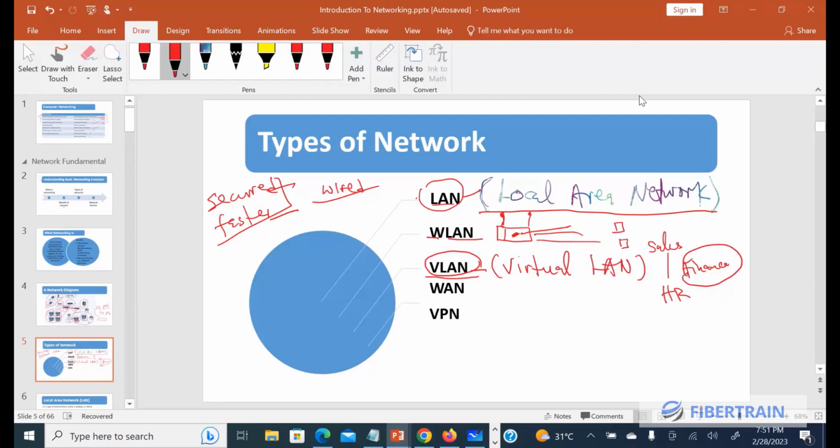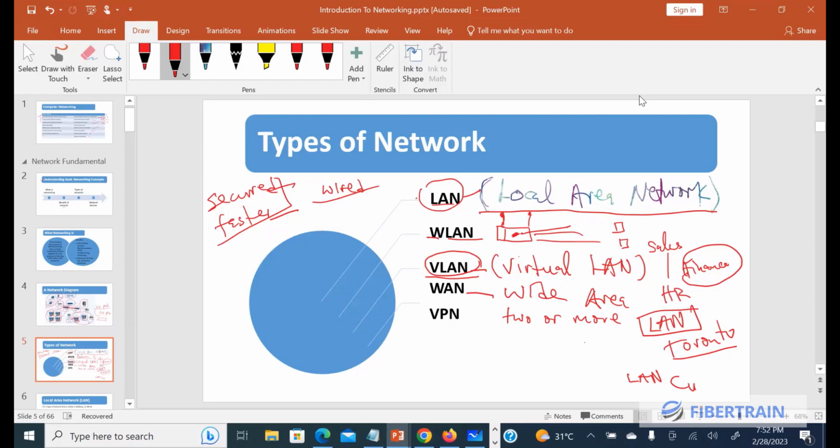Now, we have one here, which is wide area network. So what is a wide area network? It is a collection of two or more local area networks. So you might have a local area network in your Toronto office, and you have another local area network, maybe in Quebec. And there is a need for the local area network in Quebec to communicate with another local area network in Toronto.